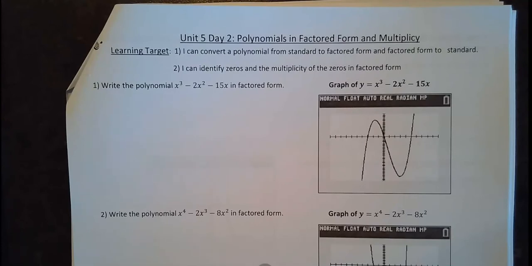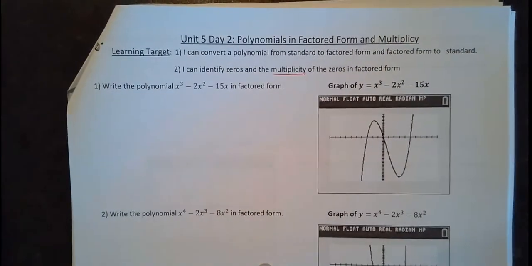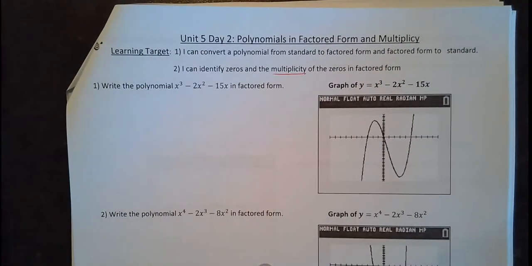And then I can identify zeros and multiplicity. That's a new word, so that's like a new vocab word we're going to talk about. Not too difficult, it's just important that you know what it means. There'll be questions on the tests and quizzes that ask about multiplicity. They're very easy to answer, but if you don't know what they are, you'll get them wrong every time. So, multiplicity of zeros in factored form.